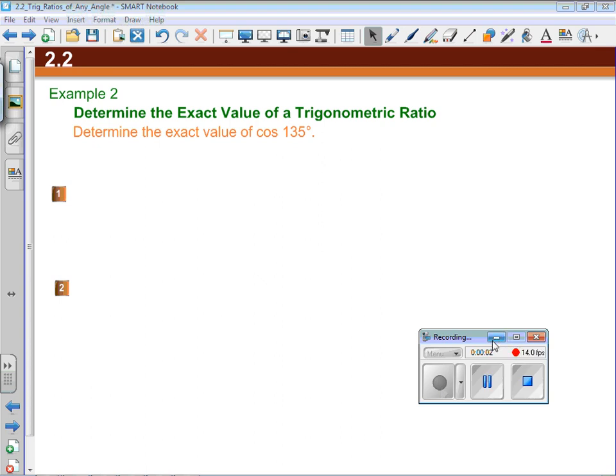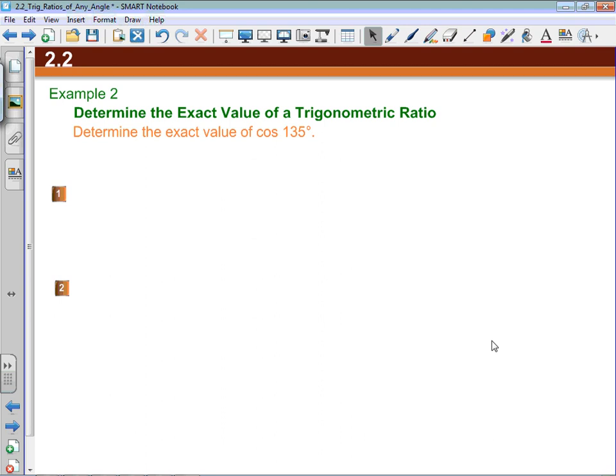All right, example two in 2.2 in Math 20-1. This is where our special triangles kind of come home to, not roost, that's a weird way of saying it, but we need to know our special triangles. And before we examine what special triangle we need, I think it's beneficial to draw this out.